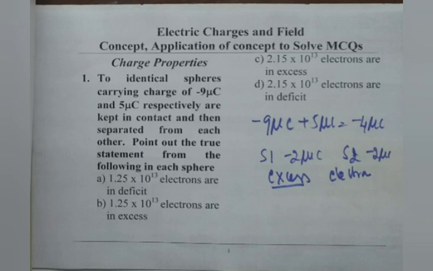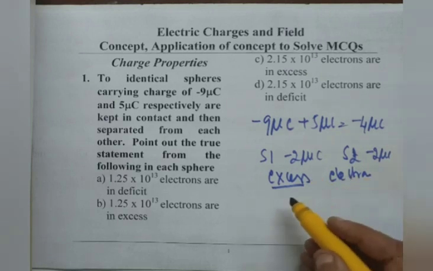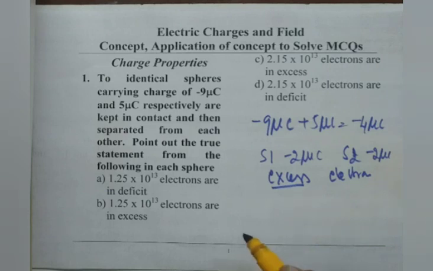Once they acquire same potential, as they are identical spheres, they must have same charge. That's why S1 and S2 are minus 2 microcoulomb. As they are negative charge, that means we know there is excess of electrons. Therefore, excess is one part of the answer. Now we read. So first option is not correct. Second, 1.25 10 raised to 13 electrons in excess. That means, say excess is okay.